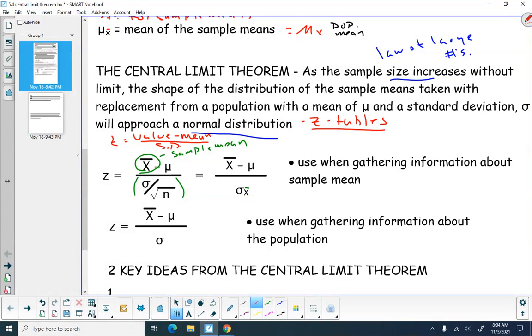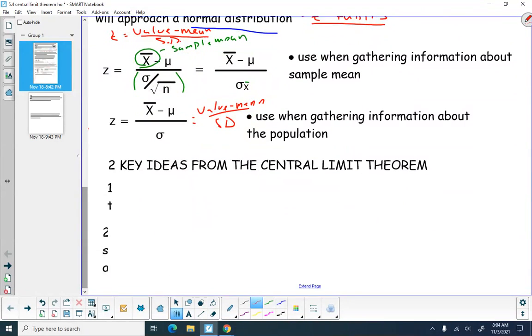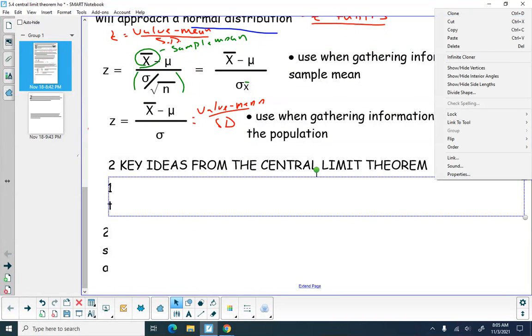When we're gathering information about the population, we still go back to value minus mean divided by standard deviation, what we've done in the past. Two key ideas to pick up from the central limit theorem.